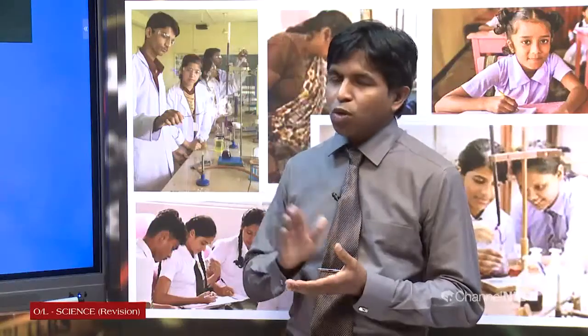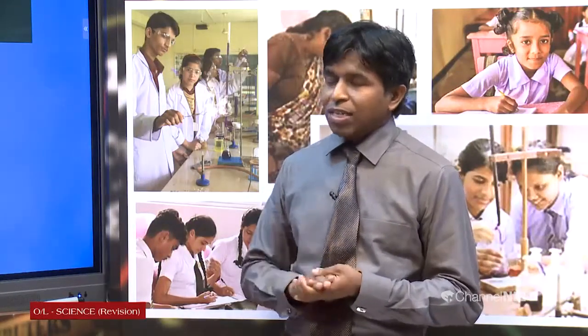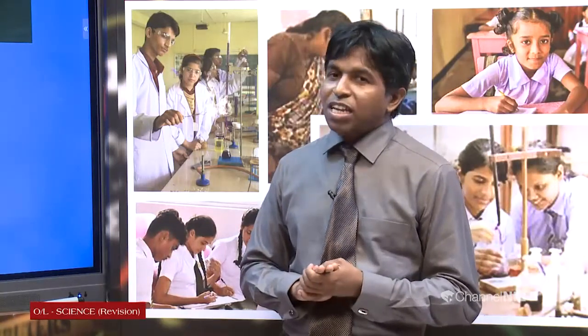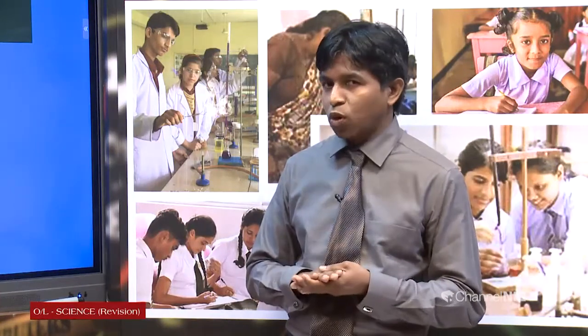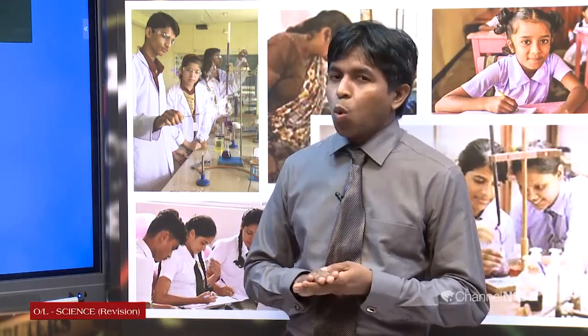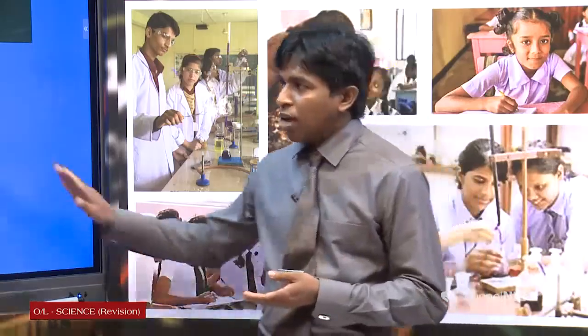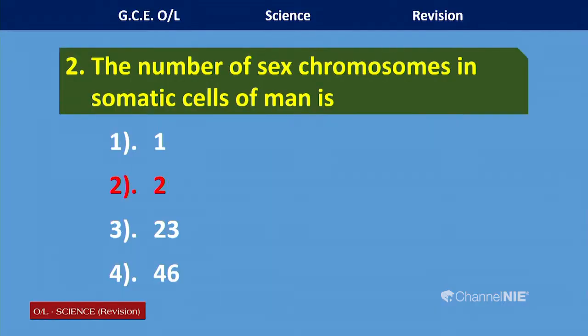Therefore, only 1 sex chromosome enters the gamete cell. Therefore, the somatic cell of a man contains 2 sex chromosomes, while the gamete cell contains only 1 sex chromosome. So, that is the answer for question number 2.